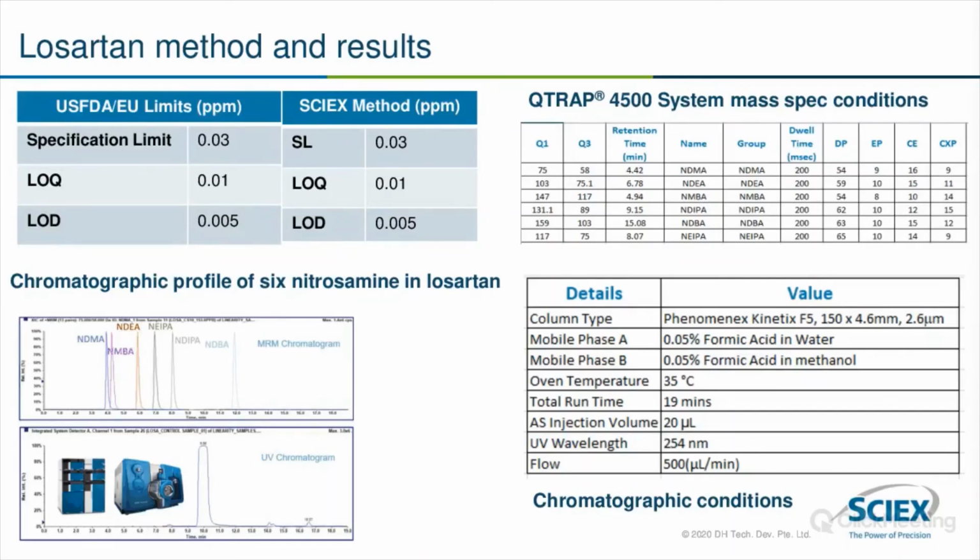Similarly, for Losartan we have done it on the 4500 with well-defined chromatographic conditions, and you can see we can finish this run in almost 19 minutes, because you need a little time to flush the column for the second injection. All the peaks are very well separated from the Losartan API, and it's a very nice and very reproducible method that we have produced. The limits you are seeing in the Sciex method are almost similar to or better than what the US FDA or the European Union has published in their monographs.